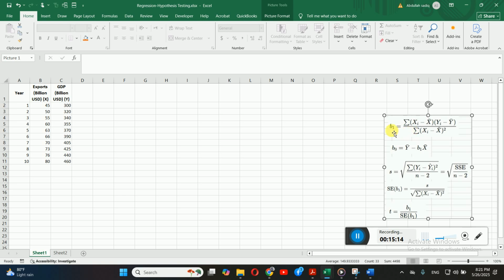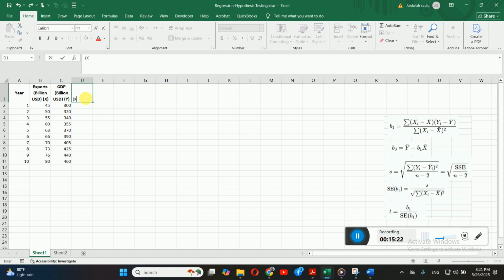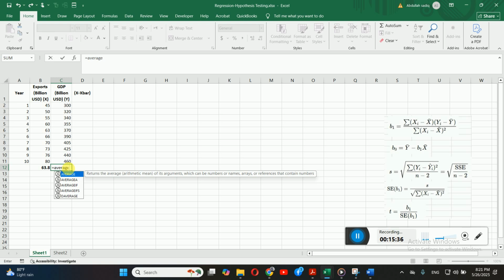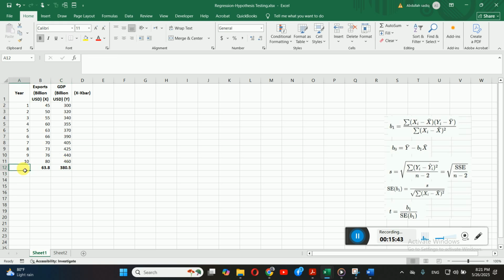For the first step, to compute beta 1, dear students, you need x minus x bar. First you should compute the x bar value, which is the average. Also this is the y bar, the average of the y values. These are the averages. Now for x minus x bar, from each x value you subtract the x bar. This is very simple, dear students. Just drag it down. Then the second step is y minus y bar.